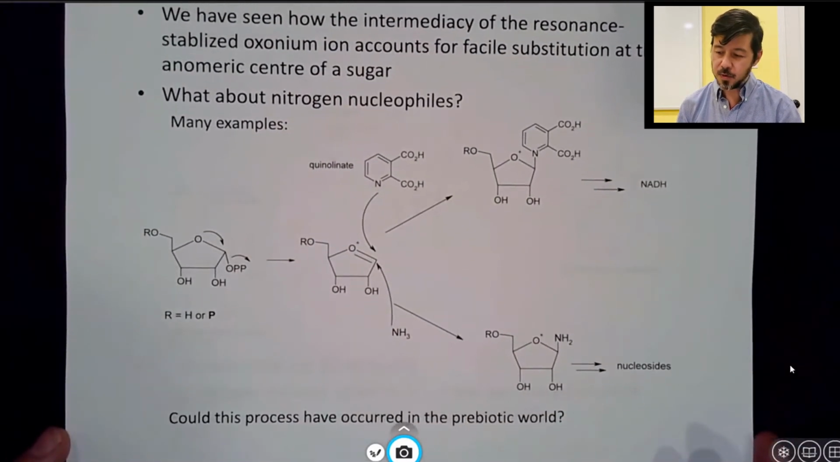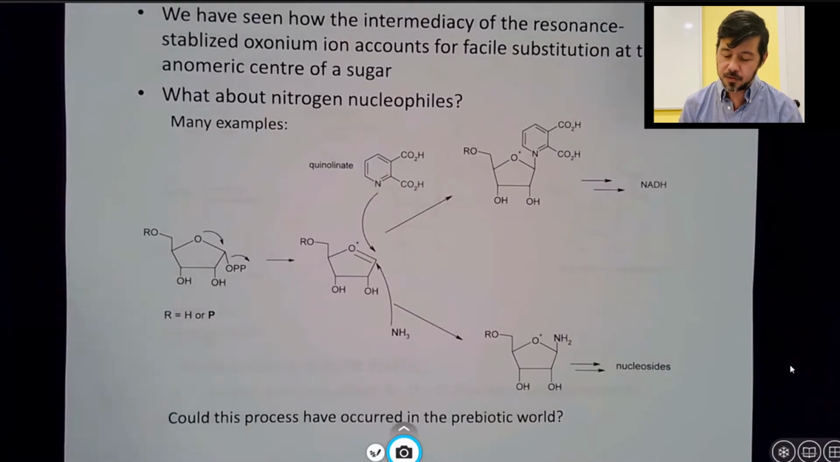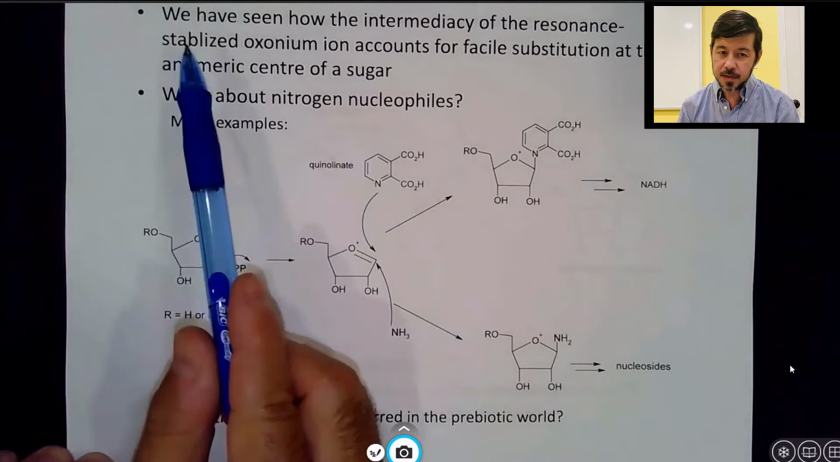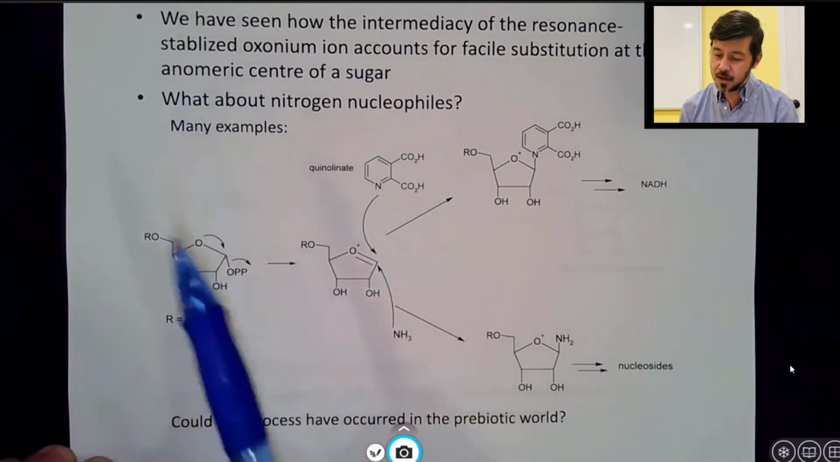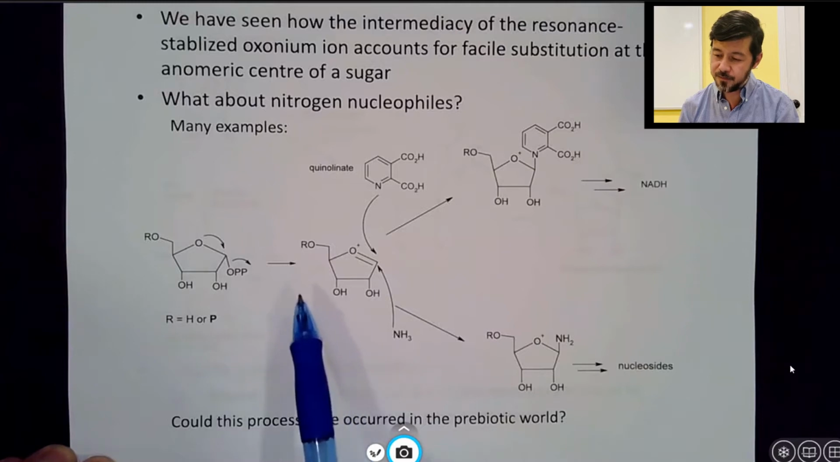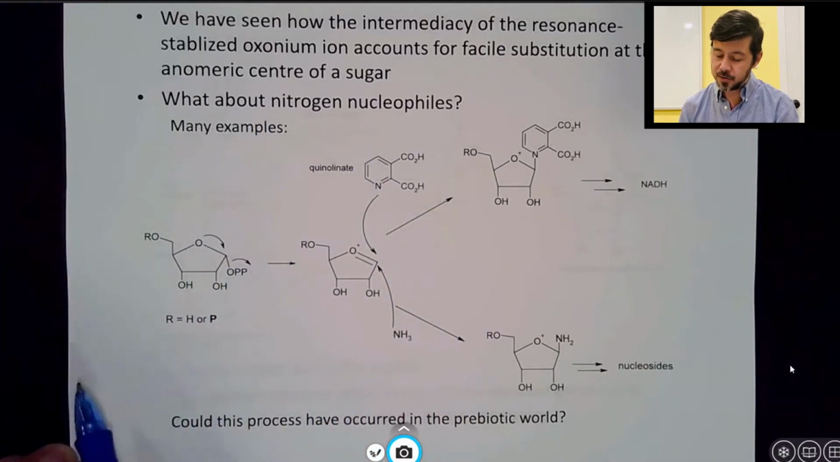Last time we talked about a lot of chemistry of sugars, and what I want to focus on is how nucleosides could have perhaps been made in a prebiotic world, how they could have been coupled to sugars. You've seen already that heterocycles could be made, things like purines, adenine, perhaps you've looked at guanine, thymine, uracil, but how did they actually couple to sugars? We have seen how the intermediacy of the resonance stabilized oxonium ion accounts for fast substitution at the anomeric center of a sugar.